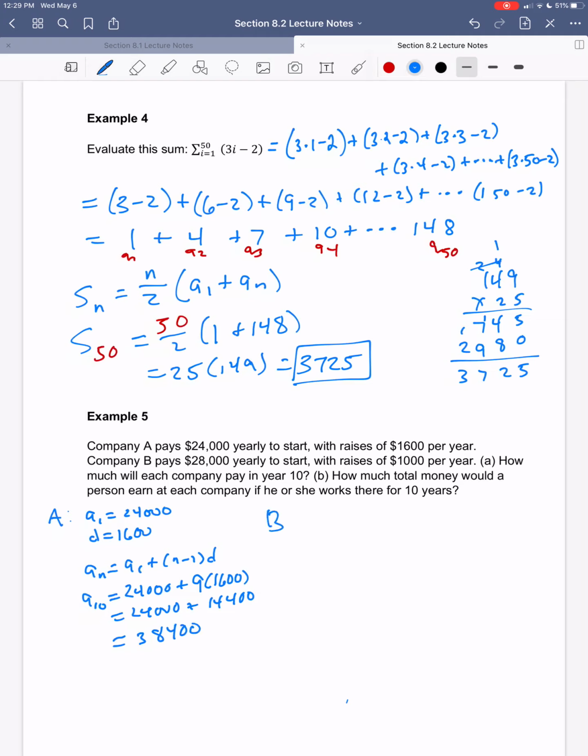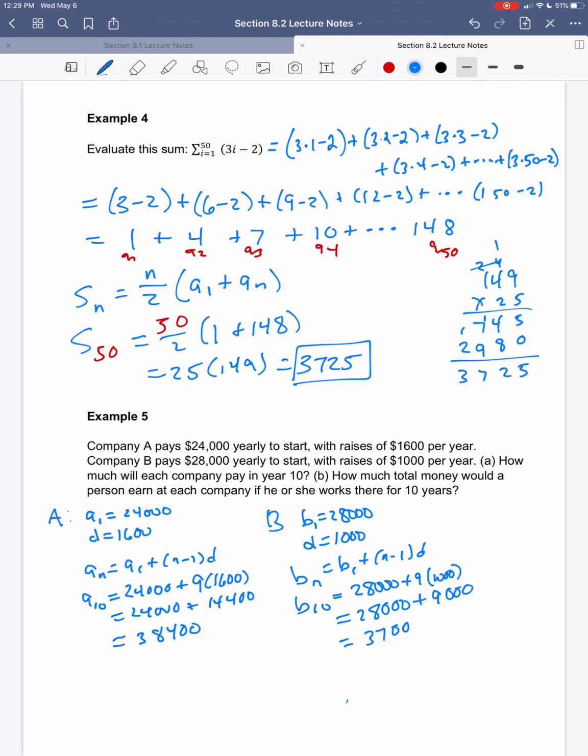For company B, well, its first term is 28,000, but its common difference is only 1,000. So I can talk about b sub n instead of a sub n. And so my b sub 10, the 10th year, b sub 1 is 28,000. 10 minus 1 is 9. So this would be 28,000 plus 9,000 would be 37,000.